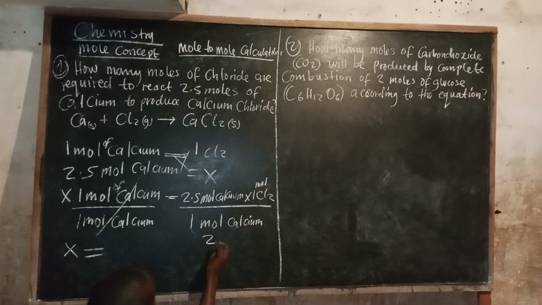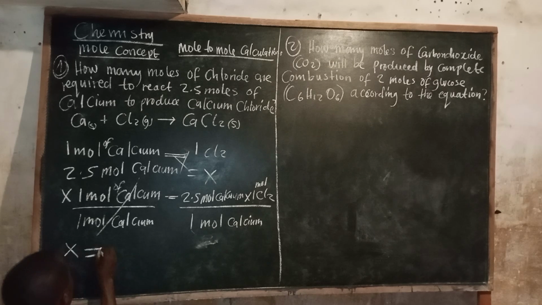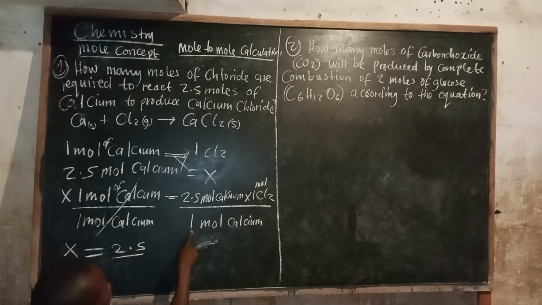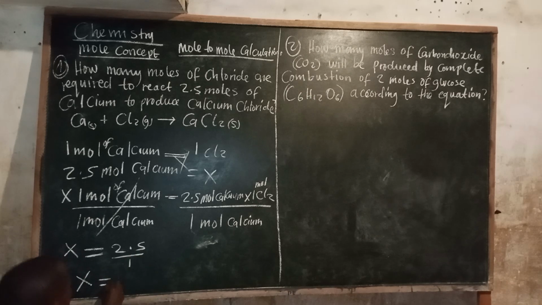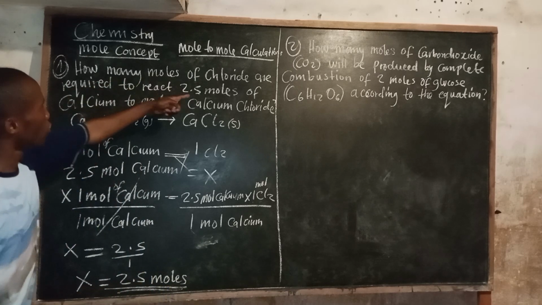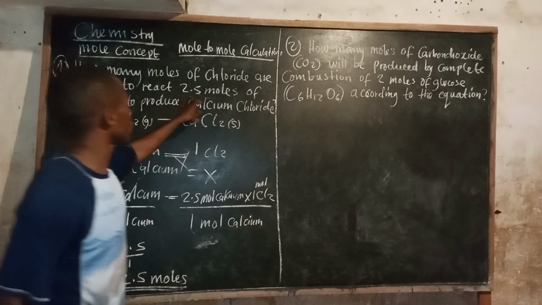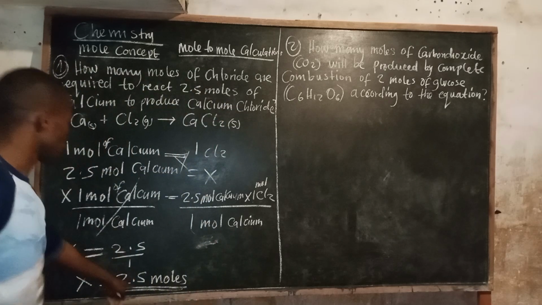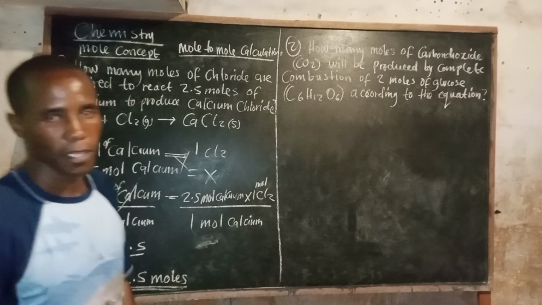It's 2.5. Let me write here. x is 2.5 over 1 mole of calcium, which is 1 there. So therefore x equals 1 times 2.5, which is 2.5 moles. So how many moles of chlorine are required to react with 2.5 moles of calcium? It is 2.5 moles of chlorine.